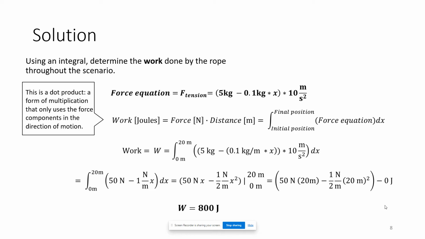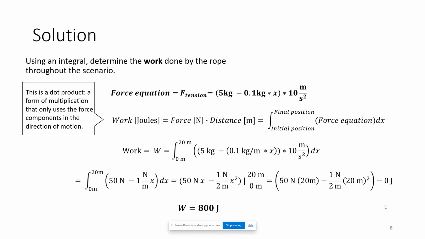So when we take that integral, 50 newtons is just going to have an x tacked onto it, and then for that 1 newton per meter times x, the power rule tells us that x is going to be squared now, and everything's divided by 2. So it's minus a half newton per meter times the displacement squared.